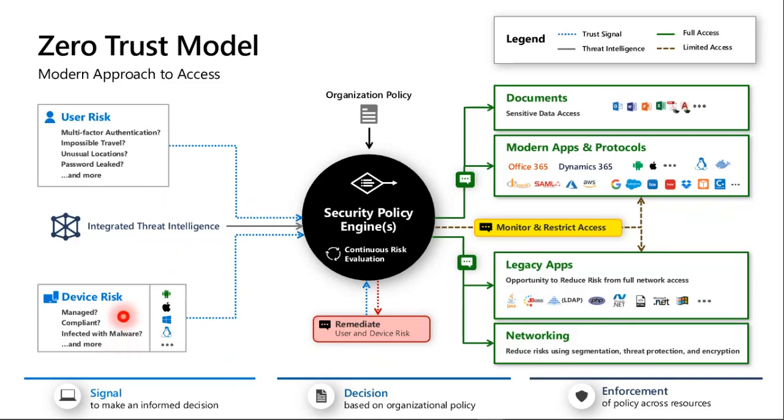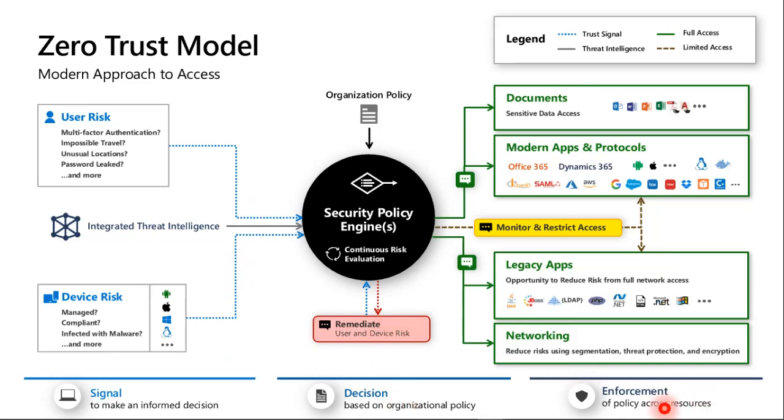The modern approach says I have to look at devices. We talked about compliant, managed versus unmanaged. Is it infected? All that signal. Then the decisions, and we talked about the decision piece, we have to be able to remediate the user and device risk. If either the user or device ever trends into a risky posture, how do we remediate that? That's part of the decision realm.